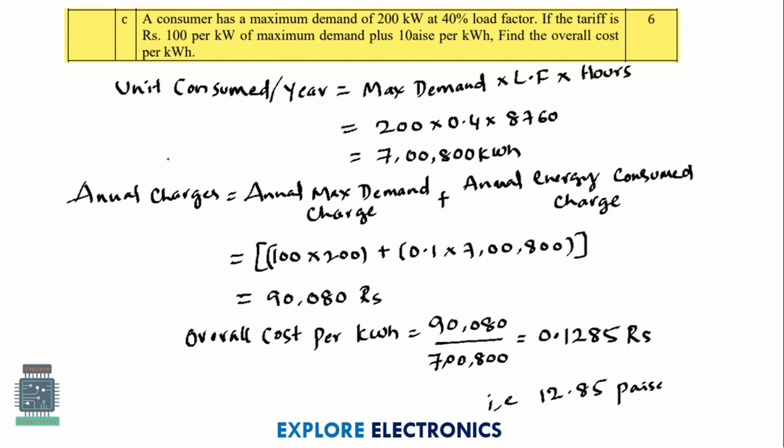Okay, here is the problem. A consumer has maximum demand of 200 kilowatt at 40% load factor. If the tariff is 100 rupees per kilowatt of maximum demand plus 10 paise per kilowatt hour, find the overall cost per kilowatt hour. So here is the detailed calculation of this particular problem. Here unit consumed per year we need to calculate, and then annual charges, and then overall cost per kilowatt hour, so that it will be this much.